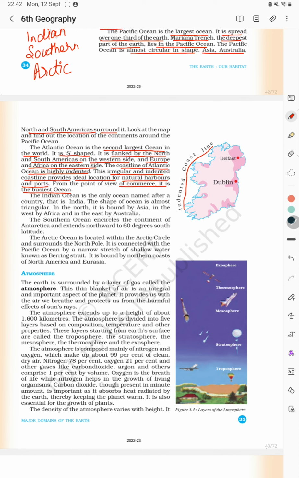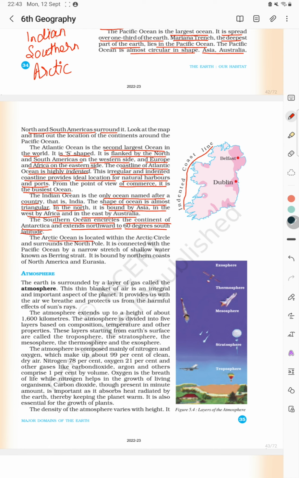The Indian Ocean is the only ocean named after a country, that is India. The shape of the ocean is almost triangular. In the north it is bound by Asia, in the west by Africa, and in the east by Australia. Then the Southern Ocean encircles the continent of Antarctica and extends northwards to 60° south latitude.